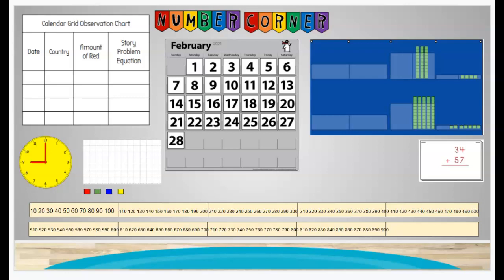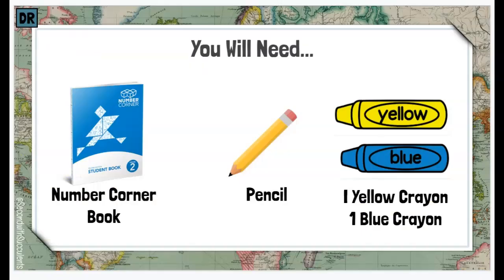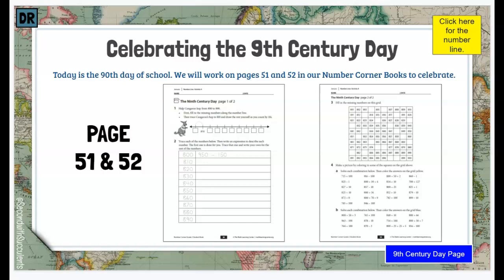For Number Corner today, we are going to celebrate the 9th Century Day. In order to celebrate with me today, you will need your Number Corner book, a pencil, one yellow crayon, and one blue crayon. Pause the video now to get what you need. When you have your student book, you can open it to page 51 and 52, the 9th Century Day.